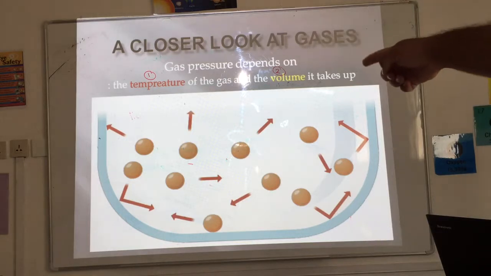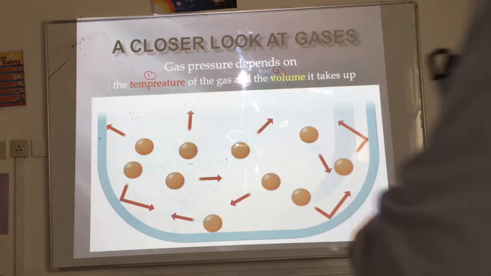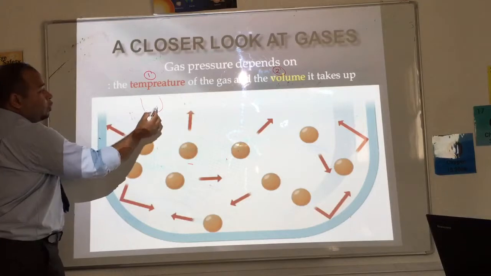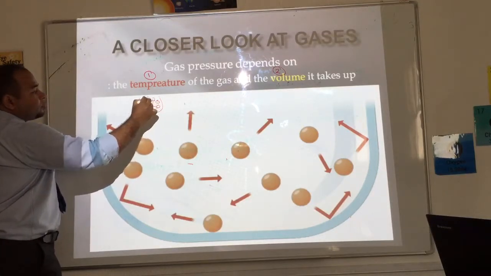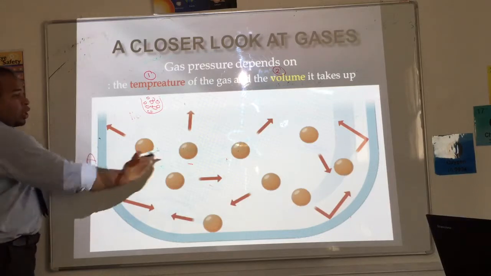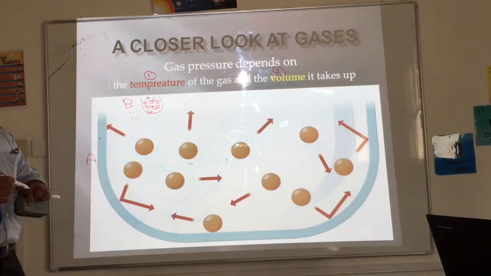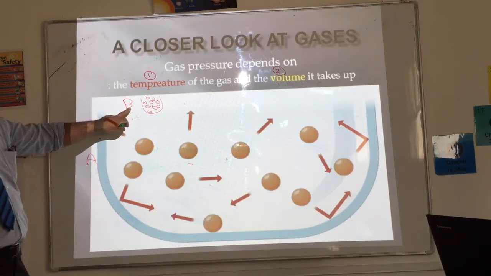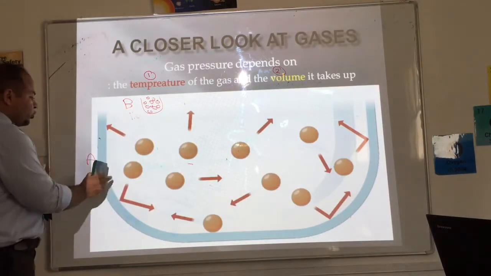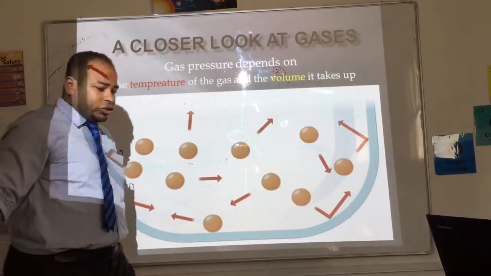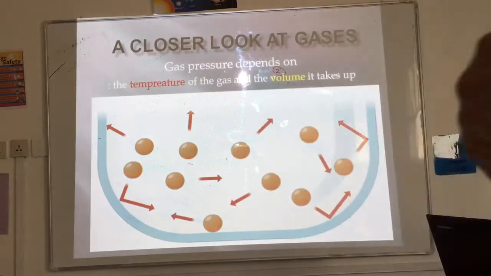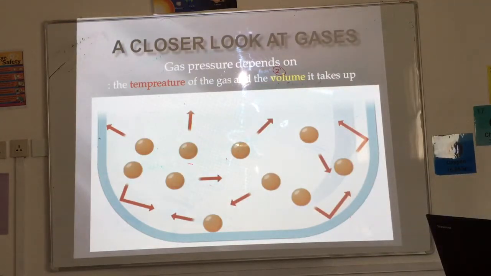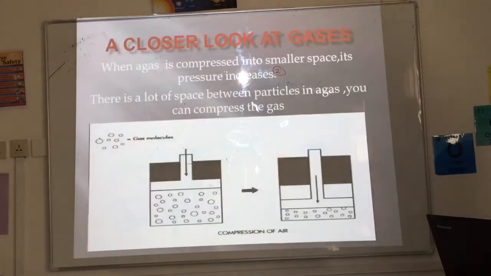We have a gas inside this container, you can see on the board, and we have another container like this, small. This is container A, this is container B. In which container will the gas pressure be high? Of course in B. Why? Because it is a small area. The gas pressure depends on temperature. By increasing temperature, the gas pressure will increase. But by decreasing volume, the gas pressure will increase.